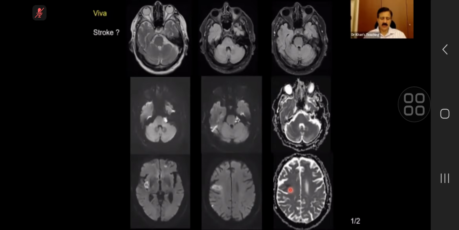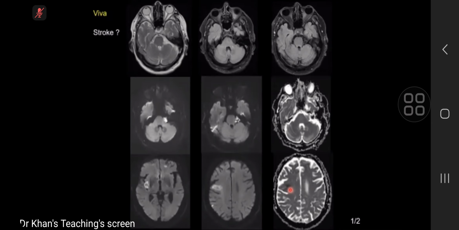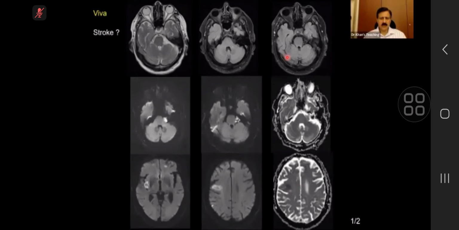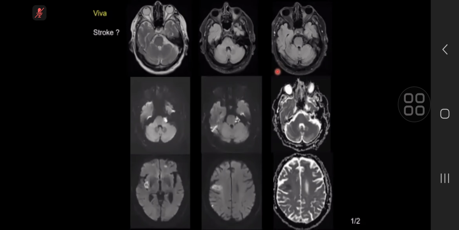So this is your exam case. Satisfaction of search. In the left CP angle, there is a high T2, low... Is that a fat saturated sequence in the top row? Yeah, FLAIR. So there's a lesion in the left CP angle, which is high on T2, and it suppresses on the FLAIR. Is it FLAIR or fat saturated? But it restricts on diffusion weighted image, so it could represent an epidermoid cyst.